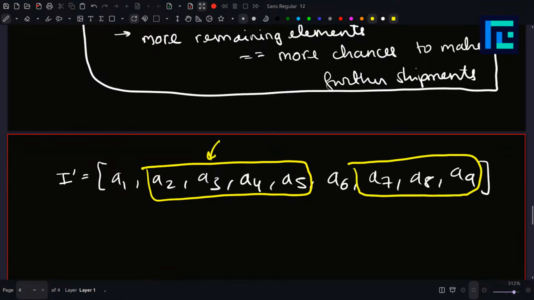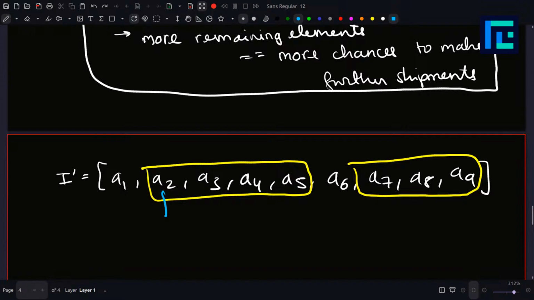And here, as you can see, the shipment sizes are greater than 2. Here the shipment size is 4. Here also the shipment size is 4, right? Here the shipment size is 3. I want to show that an optimal solution can be formed only using shipment sizes of 2 and going left to right. So how do I show this via exchange argument?